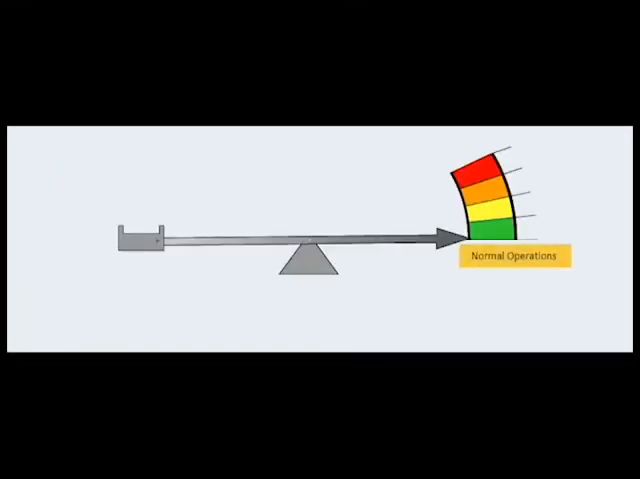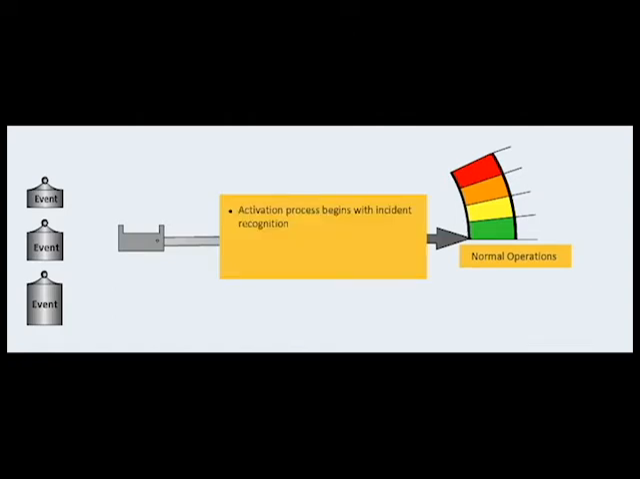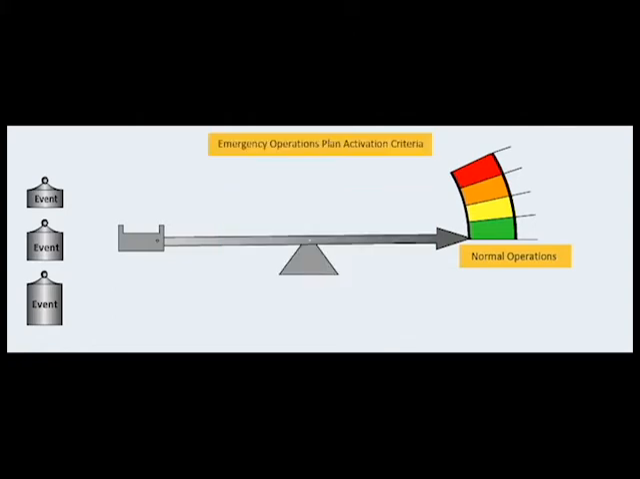Before putting an emergency plan into action, an organization must describe the conditions or triggers required for its activation. The activation process begins with incident recognition and develops into a readiness and response hierarchy that is based on the level of impact. The EOP activation criteria need to be clearly defined and well understood by all employees.